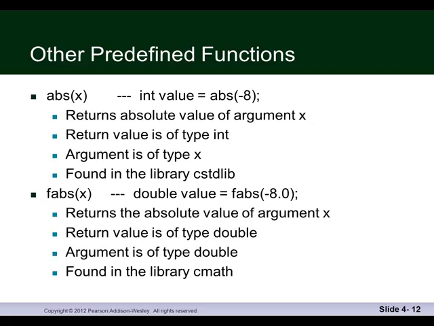So other predefined functions that we have: ABS, which returns absolute value. The return type is integer, and the argument is just one argument. And we do need cstdlib. That's the C standard library. The FABS, that's going to be the one for the float. So it's going to be using the same thing, but it's for the float.